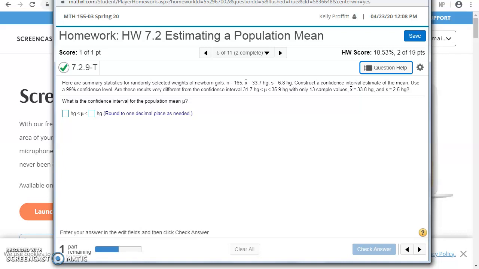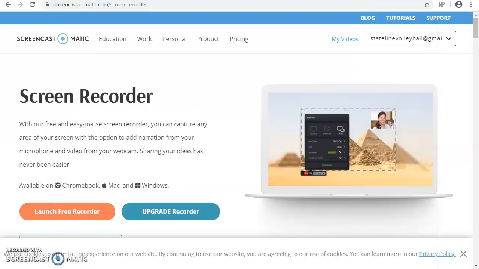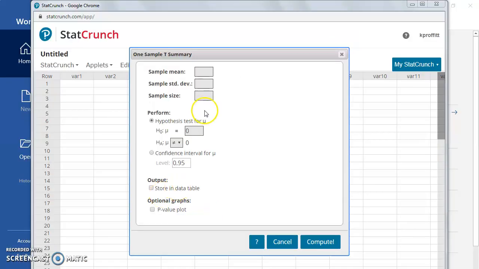The sample size was 165, and the sample standard deviation was 6.8. And they want us to use a 99% confidence level. Okay, so I've written that down. So let me go back to StatCrunch. Let's see if I can find it. Where is my StatCrunch? Okay, I found StatCrunch. It was buried under some tabs.